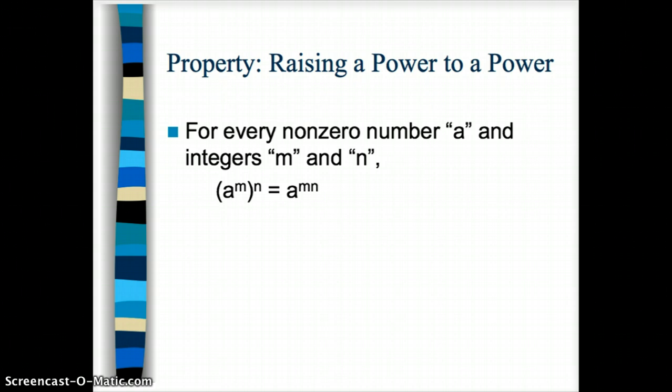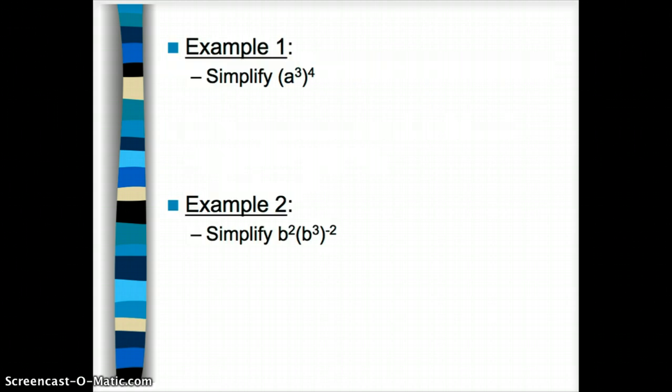Okay, so let's try a few. I want you to try these on your own if at all possible, but then I'm going to work them out and you can see if you're getting them right. So the first one, a to the third, to the 4th power. Our shortcut is a to the 3 times 4, and that should give us a to the 12th.